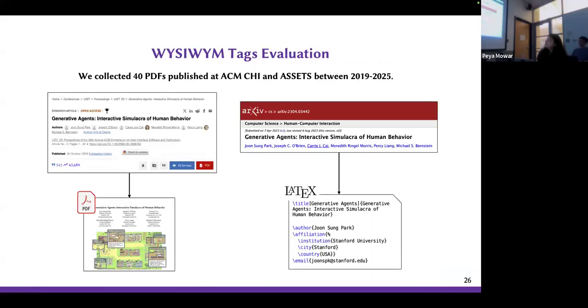So to evaluate this approach, we collected 40 PDFs, which were published at the ACM CHI and ASSETS conferences. We took their PDFs from the ACM Digital Library, and then we took the source code from arXiv, where authors often post their LaTeX code. And we discarded all entries where the PDF rendering of the LaTeX was not matching the final rendered version uploaded on the ACM Digital Library.